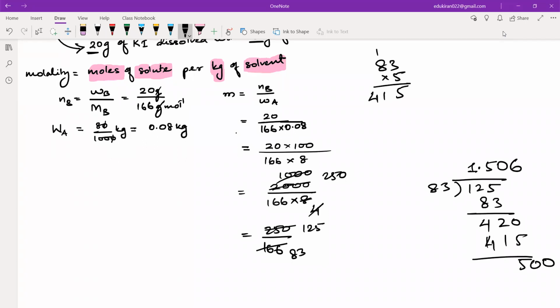506 I can go now. I think 506 I can go. It will be something, but I don't need that much value. I can just write approximately equal to 1.5. This was mole, and in the denominator we have kg, so it will be mole per kg. Got it, Rayan? Yes or no?